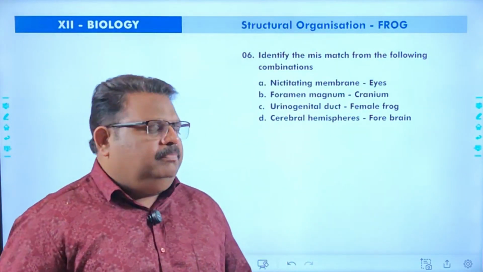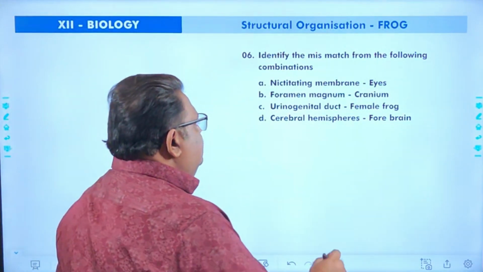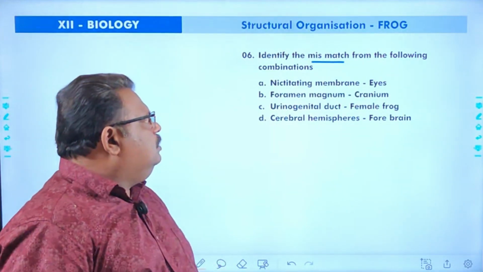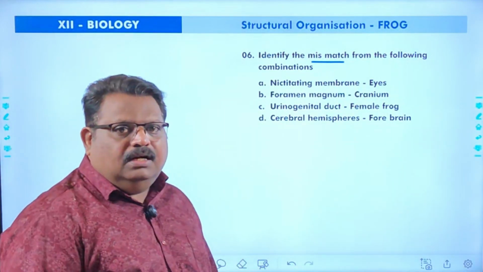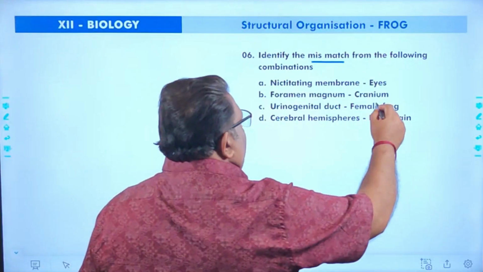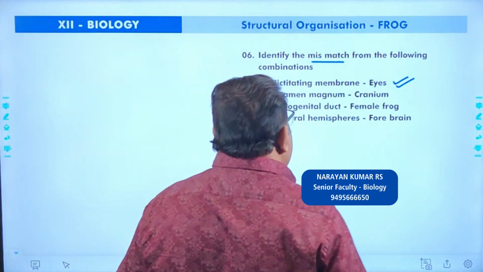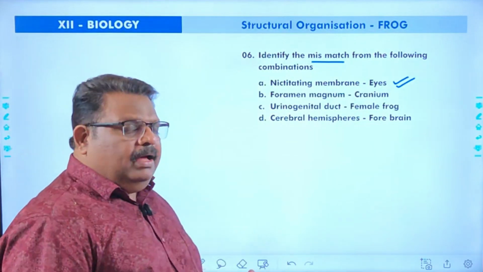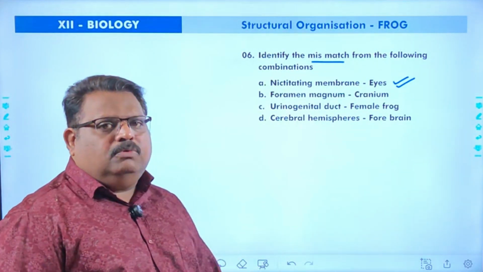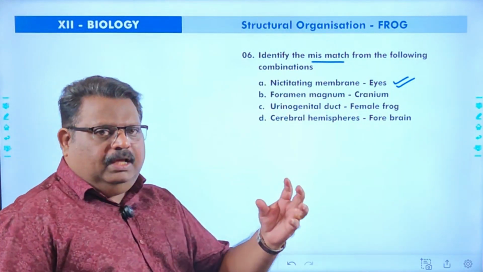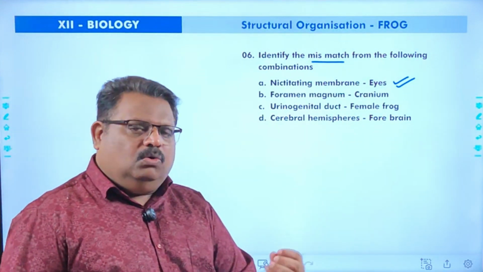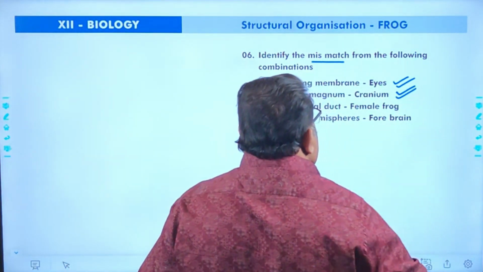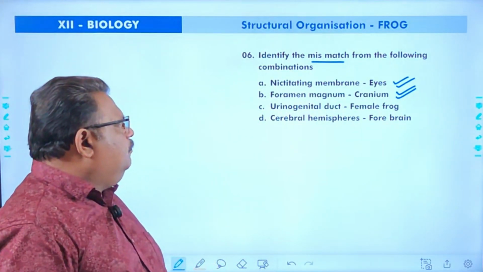Next one is a match the type of question. Identify the mismatch from the following combinations. 4 options. Nictitating membrane is the third transparent eyelid of the eye, so it is connected with eyes. Foramen magnum is an opening at the posterior most aspect of the cranium through which the medulla oblongata comes out as a spinal cord. So that also is a matching combination.